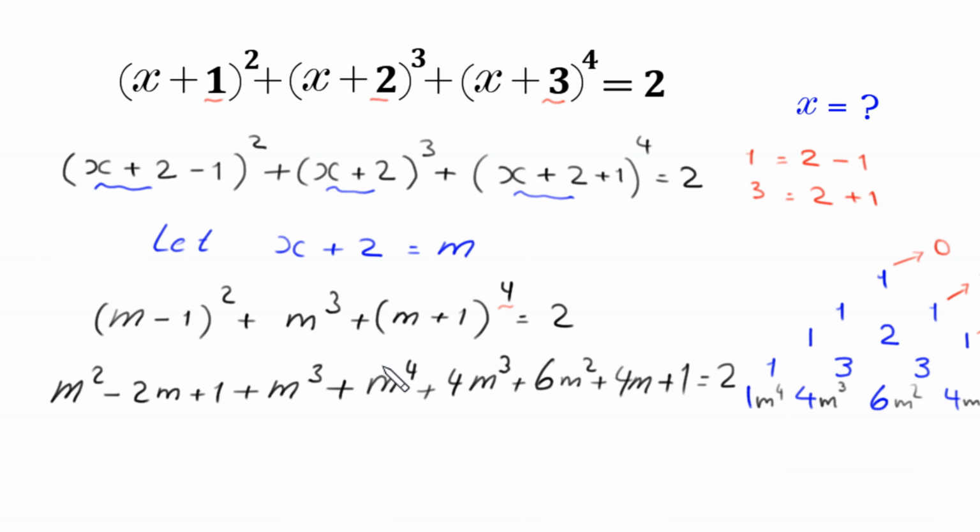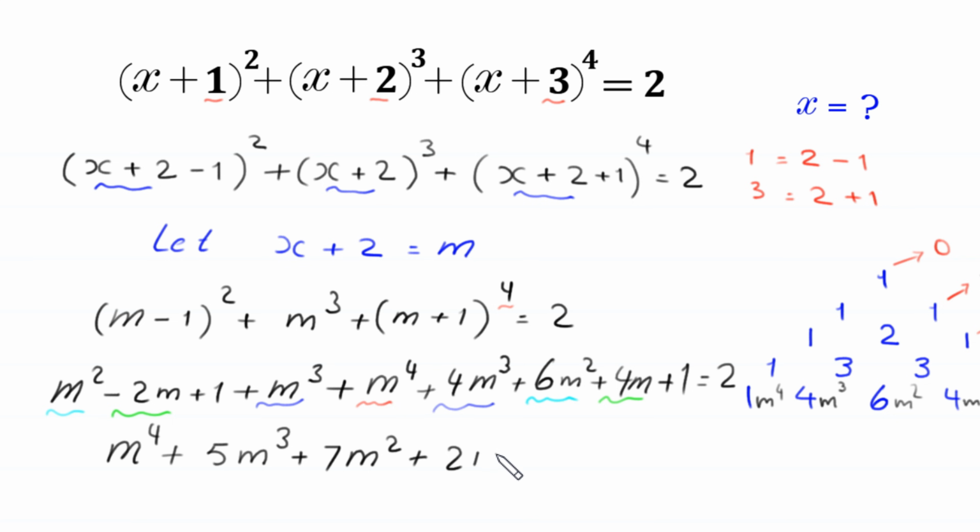Now we rearrange this expression. First we write this m to the power 4, plus this 1m³ plus 4m³ will become 5m³, and this 1m² plus 6m² will become plus 7m², and this negative 2m plus 4m will become plus 2 times m, and this plus 1 plus this one will become plus 2 is equal to this 2.